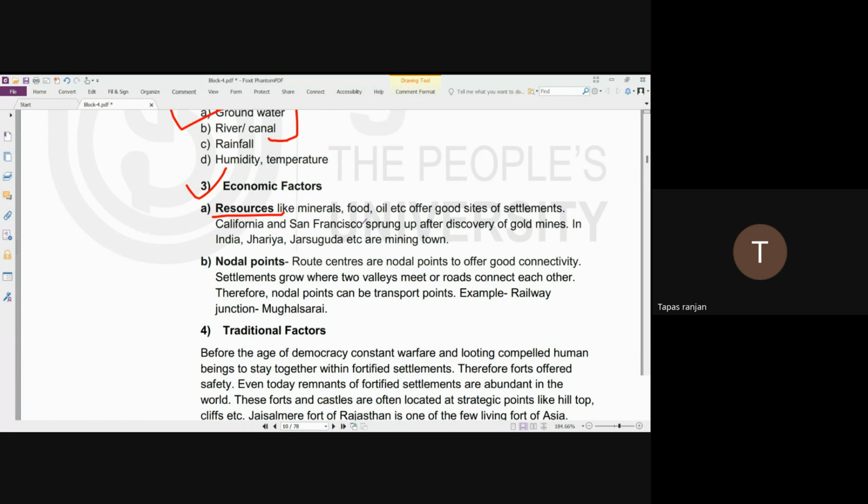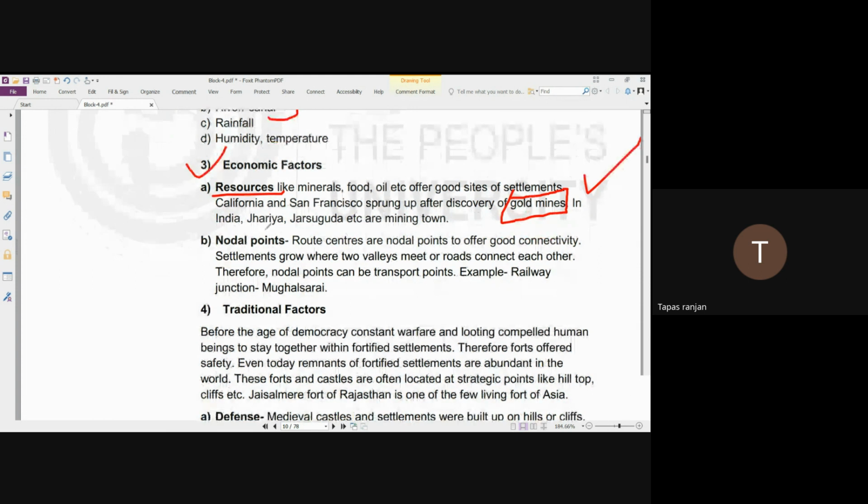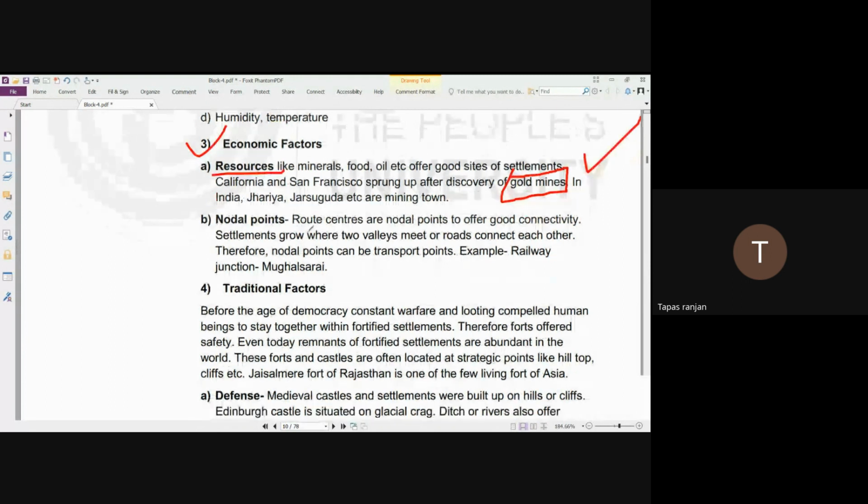These are the different examples that have been given. Okay, California, San Francisco, these settlements basically flourished nearby the gold mines. Then even in India, you have Jharia and Jharsuguda. So these are basically mining towns. All the towns nearby the Chota Nagpur plateau are basically flourishing because of these mineral resources only.